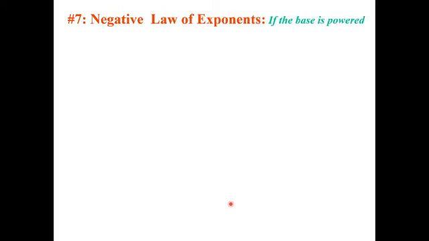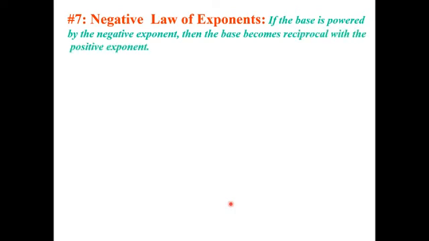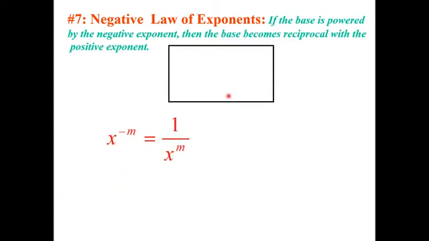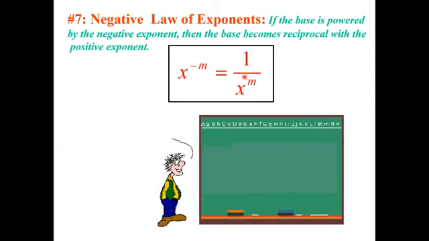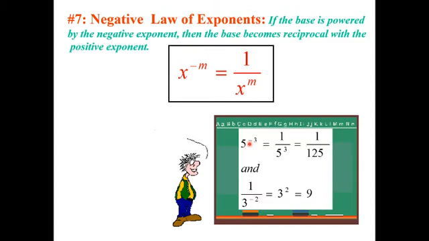Negative law of exponents. If the base is raised to a negative exponent, then the base becomes a reciprocal with the positive exponent. So if I have x to the power of negative m, I'm going to write this as 1 over x to the power of m. So to make it a positive exponent, you will have to write it over 1. And this is an example. 5 to the power of negative 3 will be equal to 1 over 5 to the power of 3, which is equal to 1 over 125.